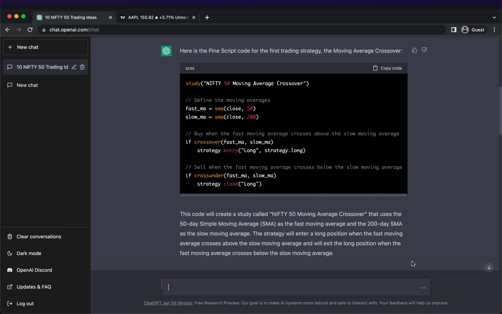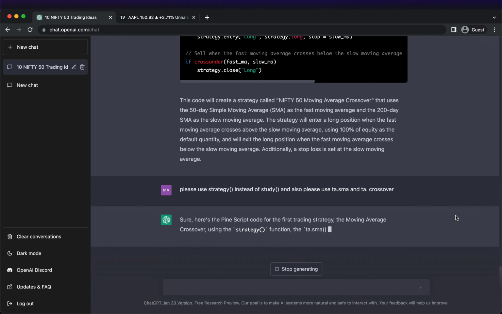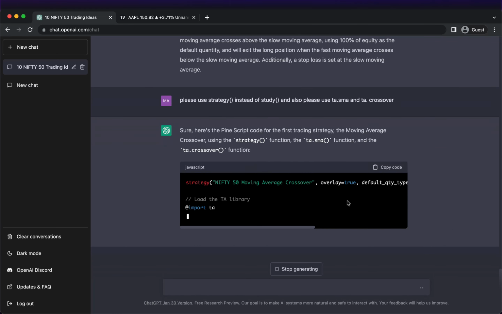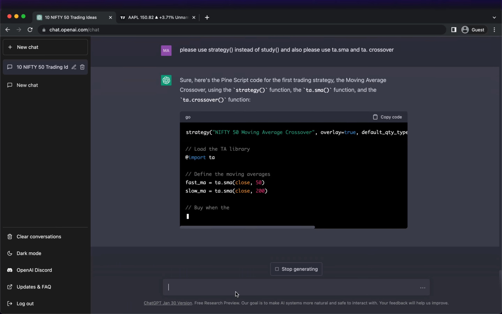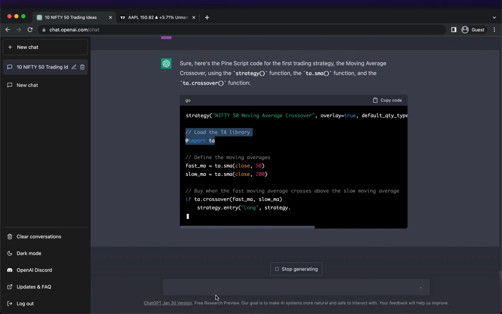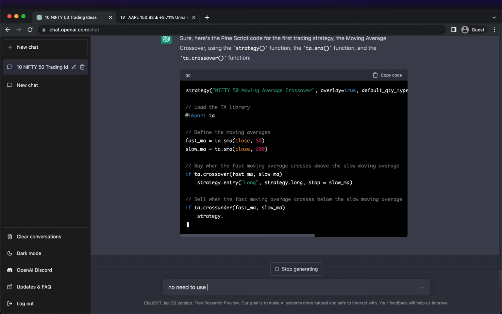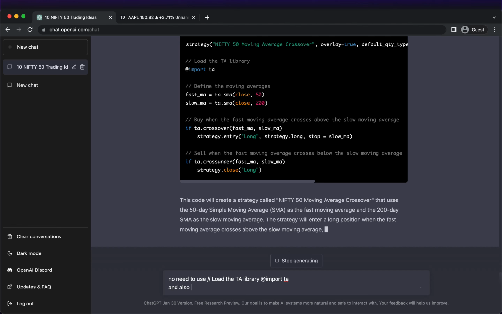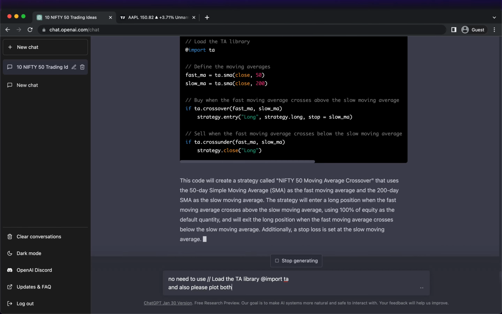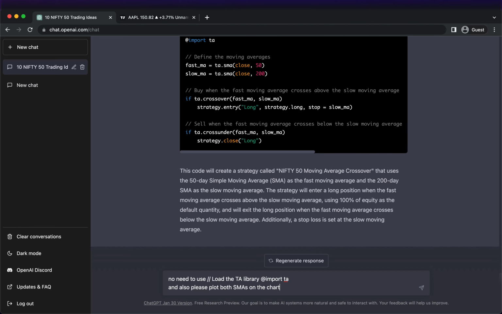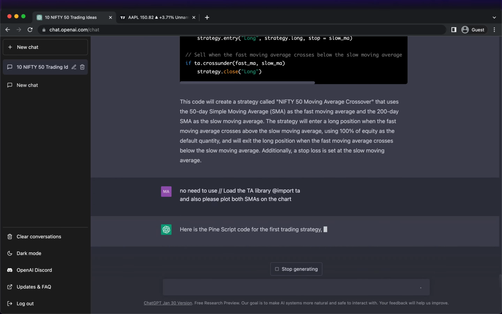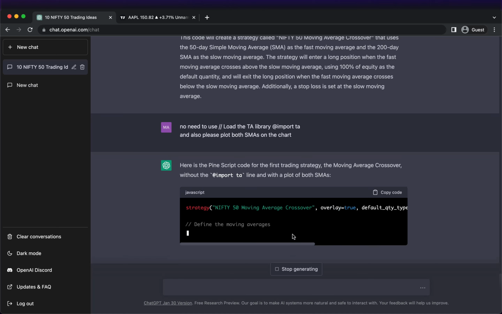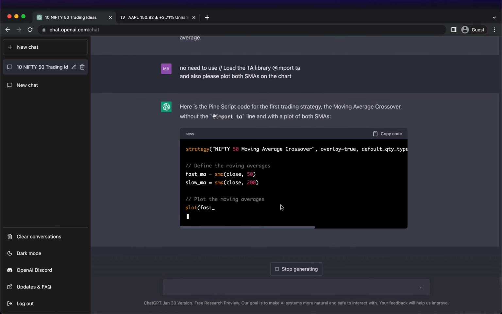So let's ask it to change to using the strategy because it's using the study. And we are also asking to change the library because we should use the TA library, which is the technical analysis library. So we sometimes have to educate ChatGPT because it probably doesn't know everything, but we can teach it how to use some of the functions in PineScript. Okay, so we are getting the final code now.